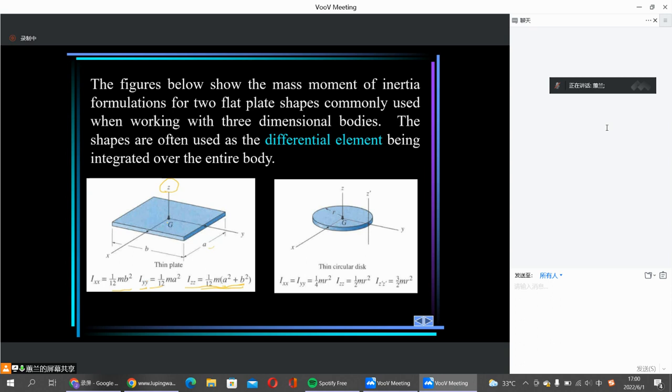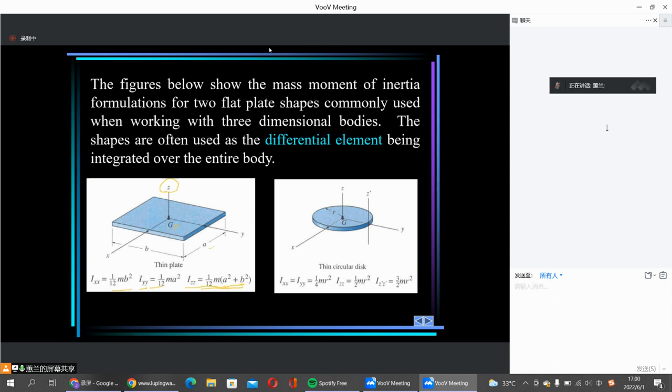So how to choose the differential element? For this axis, it's easy, right? A cubic element, and for x-axis, the same. The only difference is the integration range. The lower limit and the upper limit are different about different axes.